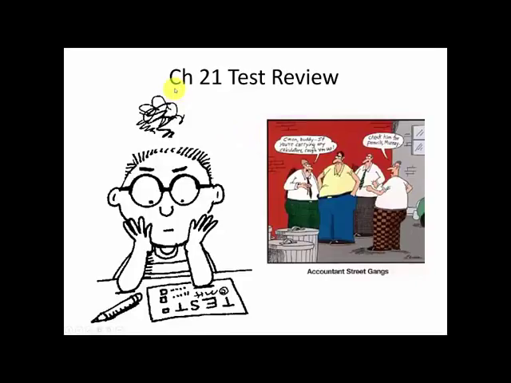This is a Chapter 21 test review. And this time we're going to go backwards. If you look at your student handout, you'll see that we're going to go from the highest number back down to the lowest number. So we're going to start with question number 18A.